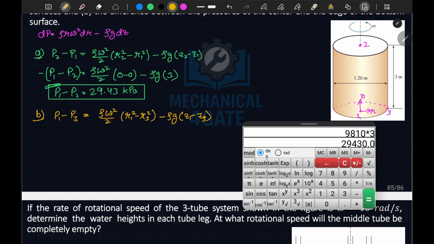Okay, so if you substitute the values, rho omega square by 2 times of, now R1 is 0 minus R3 is your 0.6, 0.6 square, minus rho g times of, now Z1 minus Z3 will be your 0. So your P1 minus P3 is equal to rho omega square by 2 times of minus 0.36.